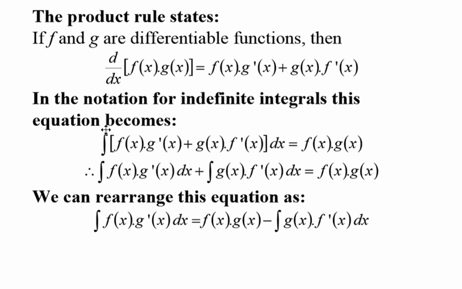Now what I can do is split that integral over the sum. So it's the integral of the first term plus the integral of the second term. That's what I have here, f of x times g of x. And now we're going to rearrange it so that we have this as the subject of the formula, in which case I need to subtract that. I end up with the integral of f of x times the derivative of g of x is equal to the product of f and g minus the integral of g of x times the derivative of f of x. And this is integration by parts.